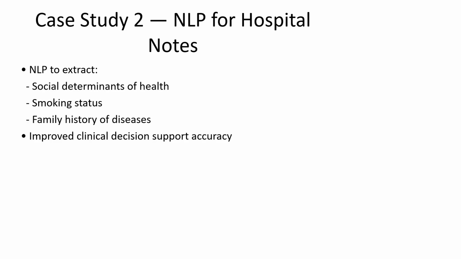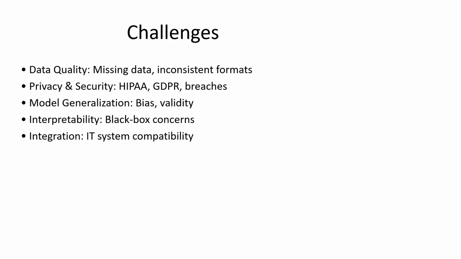This is the next case study, NLP for hospital notes. In general, NLP, natural language processing, is used to extract content on social determinants of health, and it can extract smoking status or family history of diseases. From the history of data, we can extract this kind of data, and it is mainly used for improved clinical decision support accuracy.